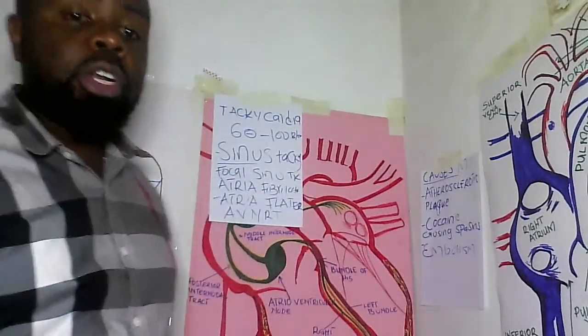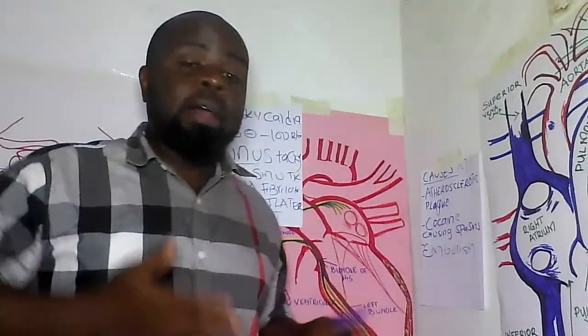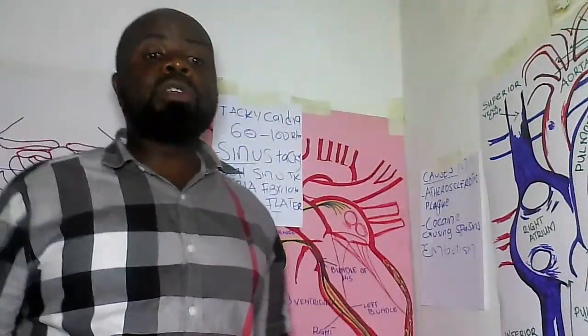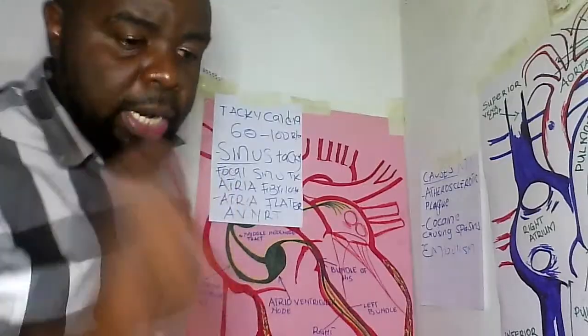Those ones are called supraventricular. Ventricles are down, so we are talking about the supraventricular issues. You get it? So let's continue.